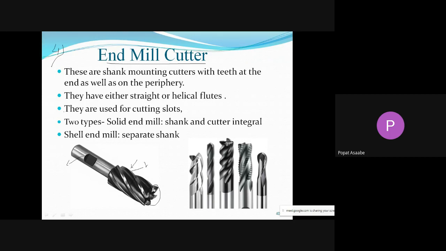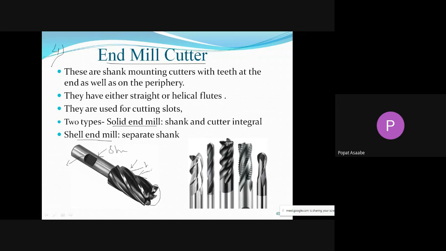Generally it is used for cutting slots and also for producing flat surfaces, when your workpiece is horizontal, vertical, or at any particular angle. See here, there are two types of end milling cutter. First is the solid end mill cutter and second is the shell end mill cutter. Then what is meant by the solid end mill cutter? In the solid end mill cutter, see, this is the shank, it is called a shank, and this is the cutter.